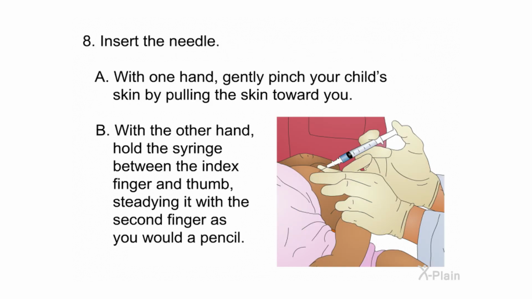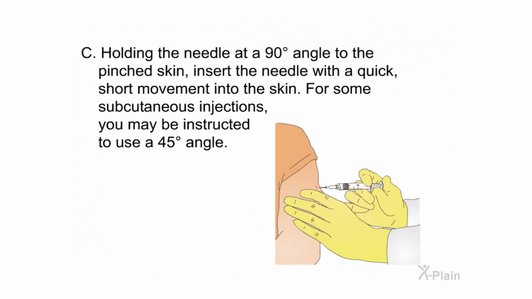8. Insert the needle. A. With one hand, gently pinch your child's skin by pulling the skin toward you. B. With the other hand, hold the syringe between the index finger and thumb, steadying it with the second finger as you would a pencil. C. Holding the needle at a 90-degree angle to the pinched skin, insert the needle with a quick, short movement into the skin. For some subcutaneous injections, you may be instructed to use a 45-degree angle.